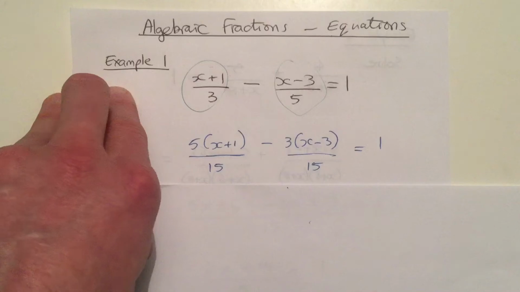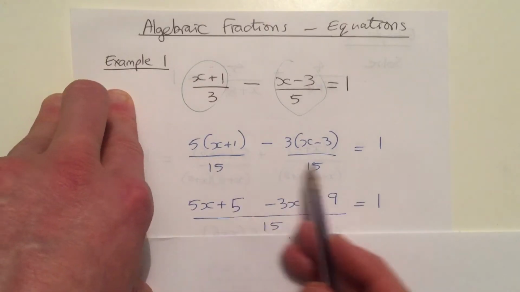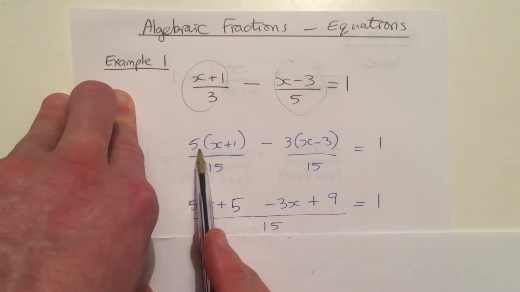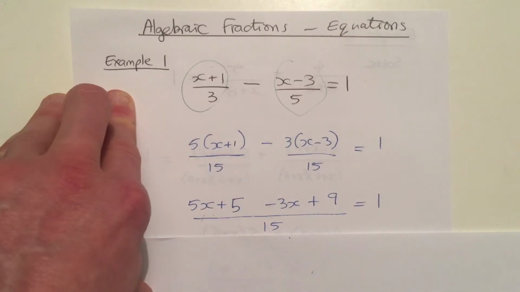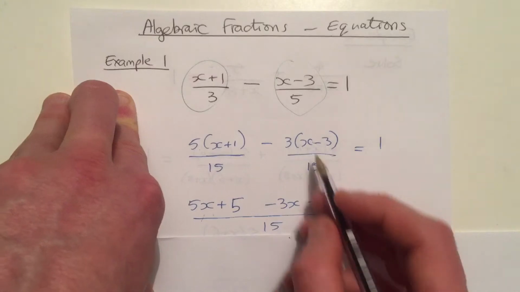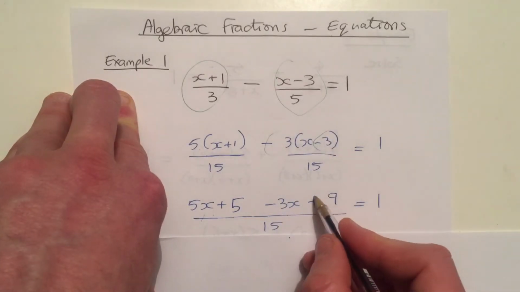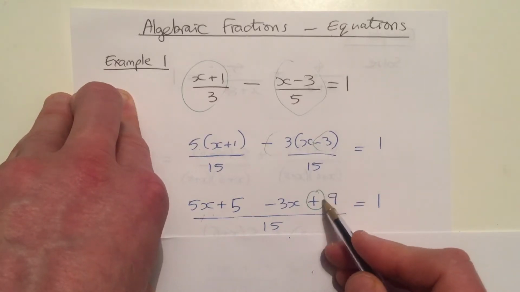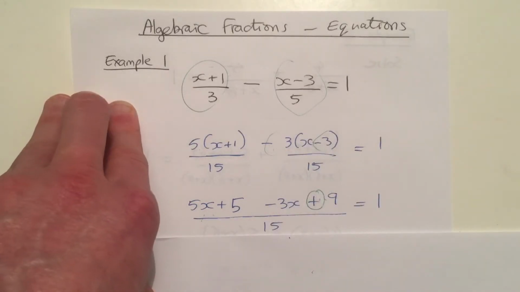So that's my first step. My second step, I'm going to bring these two fractions together. So I've got 5 times x is 5x. I've got 5 times 1 is 5. I've got the minus 3 times x is minus 3x. And crucially, the minus 3 times the minus 3 is plus 9. Really important whenever we've got this double negative that you are super careful with that.